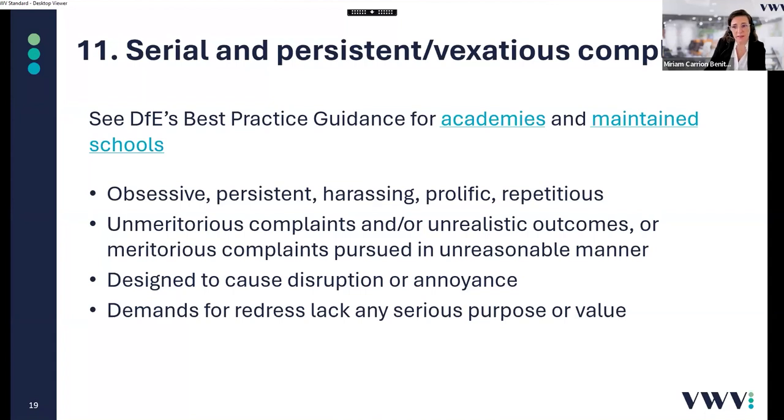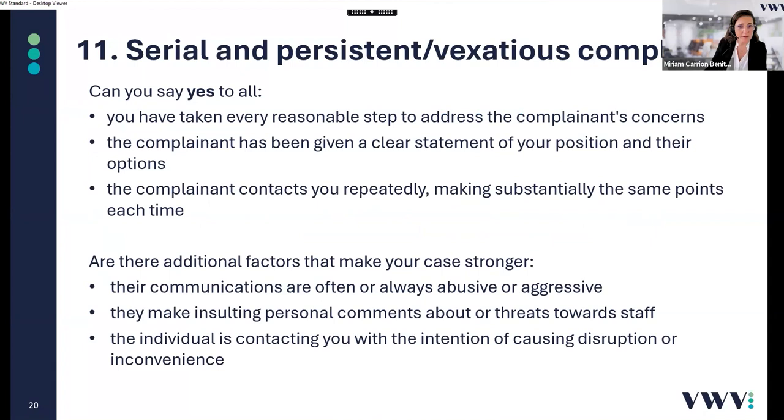So in the next slide, we have outlined some questions that you will need to ask yourselves to decide whether you are able to stop responding to a serial and persistent complaint being raised. If you can say yes to all of the three initial questions, then the likelihood is yes, you can stop responding, other than to say, we have now deemed your complaint to be serial and persistent. And it's the complaint that is deemed serial and persistent, not the complainant.